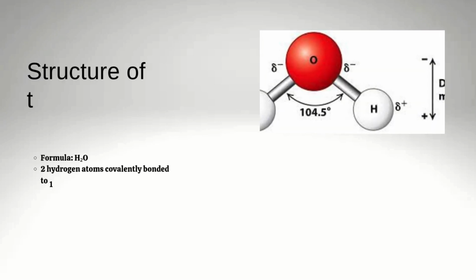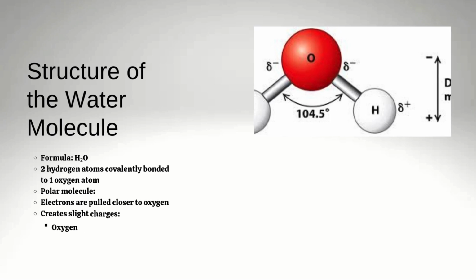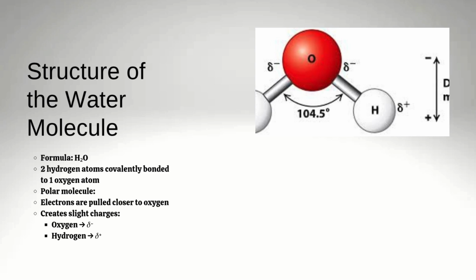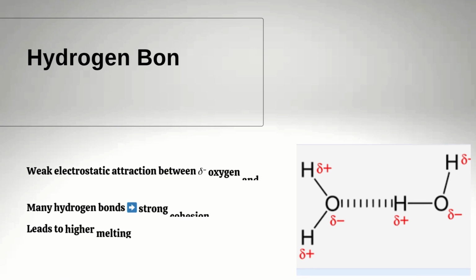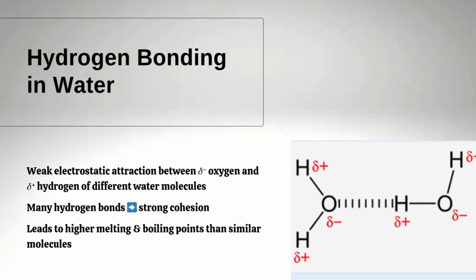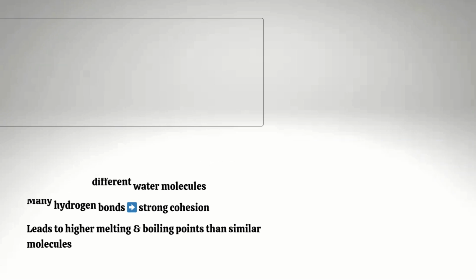Water, with the formula H2O, has two hydrogen atoms bonded to one oxygen atom through covalent bonds. Because of its polar nature, water molecules have slight charges. Oxygen is slightly negative and hydrogen is slightly positive. These slight charges lead to hydrogen bonding, where the slightly positive hydrogen of one water molecule is attracted to the slightly negative oxygen of another. This gives water many of its unique properties like high boiling point, cohesion, and surface tension.